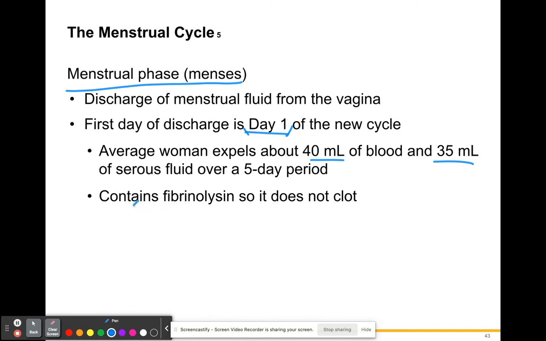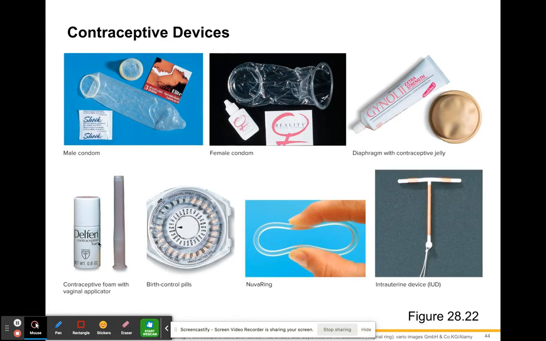The menstrual fluid does contain fibrinolysin, which allows the blood to not clot. We want the menstrual fluid to flow out continuously. We don't want it to clot. That could cause problems with the new regenerating uterine lining. We don't want that. We want the new uterine lining to be nice and ready to receive a child if fertilization does in fact occur.